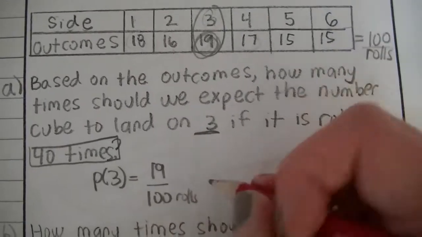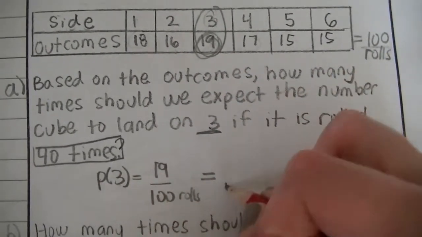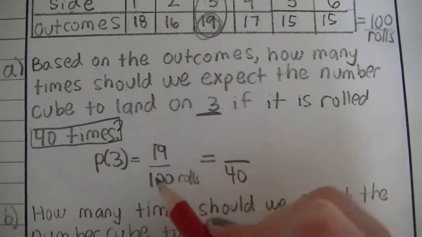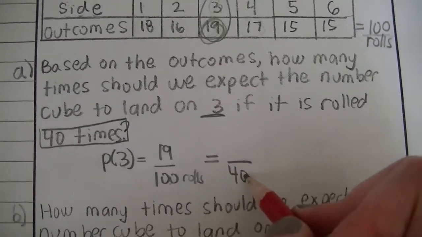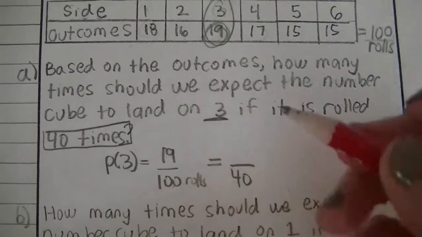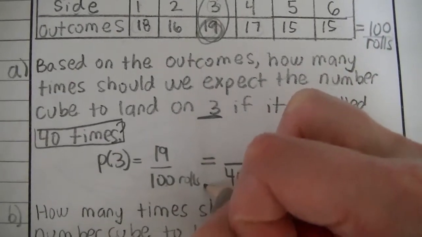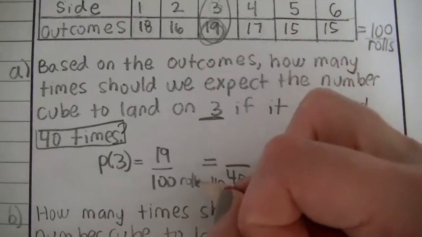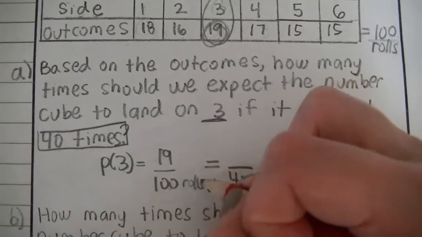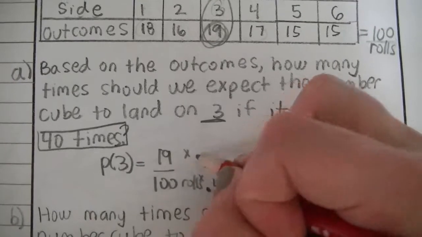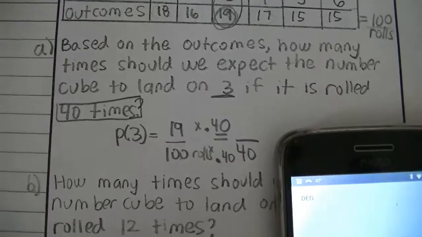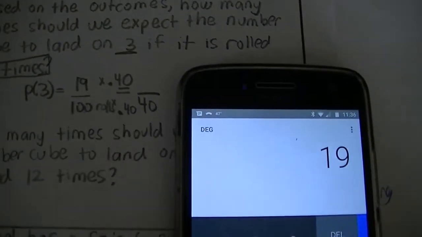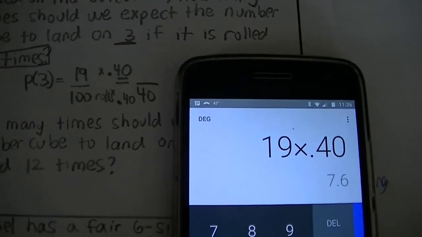So we're going to set up our proportion. We're going to roll it 40 times instead. So how did we go from here to here? Well, one thing you can do is 40 divided by 100 is 0.40. So we multiplied 100 times 0.40. So we're going to multiply this side by 0.40 as well. So 19 times 0.40. Okay, it says 7.6.